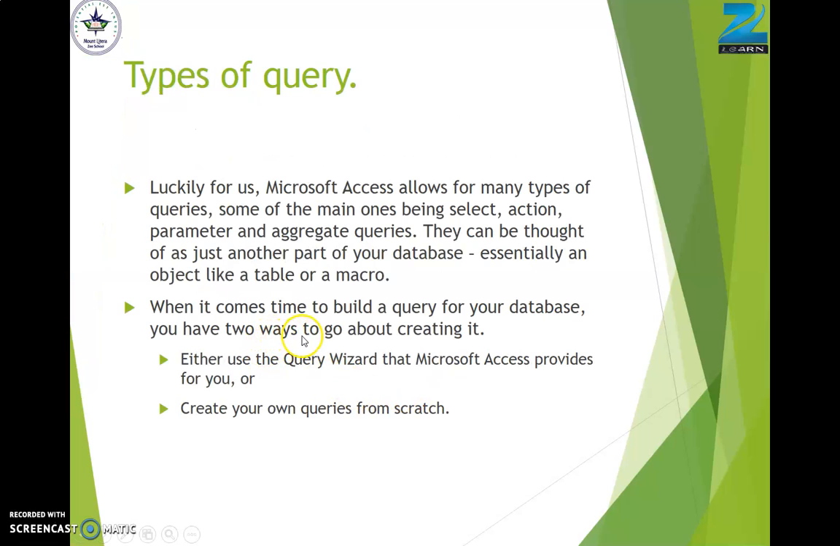Types of query. Luckily for us, Microsoft Access allows for many types of queries. Some of the main ones being select, action, parameter, and aggregate queries. They can be thought of as just another part of your database, essentially an object like a table or a macro. When it comes time to build a query for your database, you have two ways to go about it. Either use the query wizard that Microsoft Access provides for you, or create your own queries from scratch.